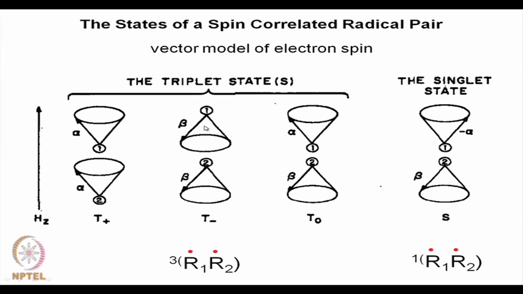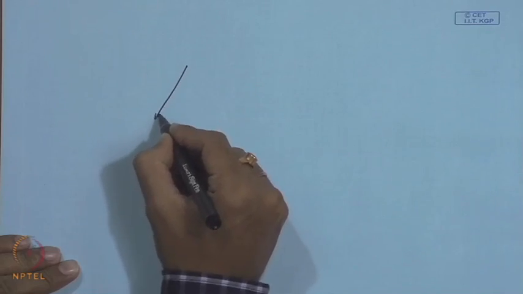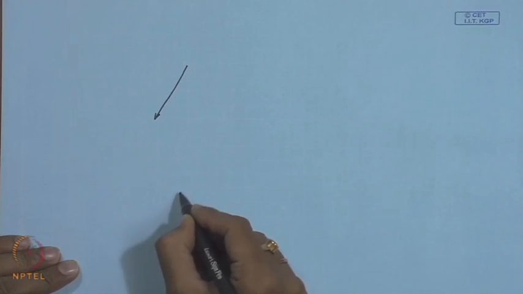Okay, so this additional field starts the precession of this beta 1 along this axis. So, this will do like this. In doing so, let us draw another picture. Originally it was like this. This is a beta spin, this is another beta spin.